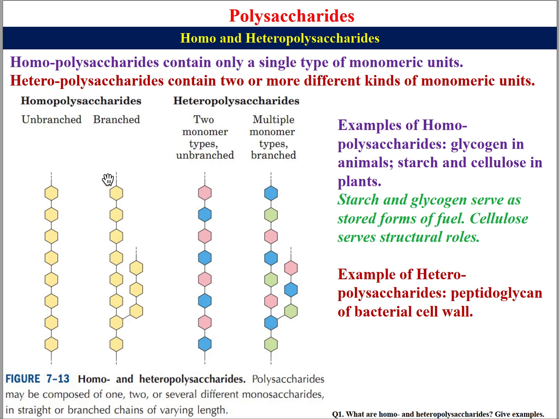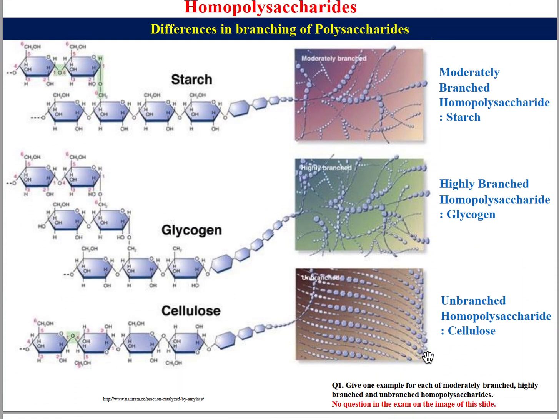So here is the structure of homopolysaccharide, and here is the structure of heteropolysaccharide. Heteropolysaccharide might be composed of one, two, or several different monosaccharide units in a straight or branched chain. Homopolysaccharide can also be unbranched or branched, like heteropolysaccharide. So what are the examples? Examples of homopolysaccharide include glycogen in animals, and starch and cellulose in plants. An example of heteropolysaccharide is the peptidoglycan of the bacterial cell wall.